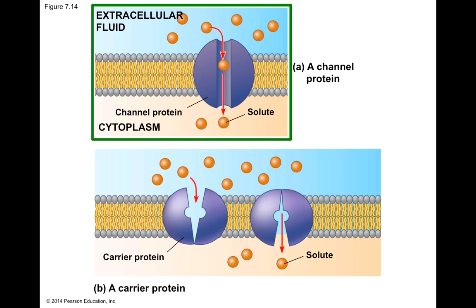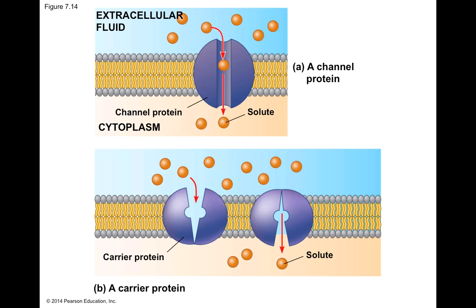There's another type of channel protein called aquaporins. These are channel proteins that are specifically for water. While water is small enough to move through the membrane by itself, aquaporins allow the water to move faster and more efficiently across the membrane. So while water can move across a membrane through osmosis, it can also travel through facilitated diffusion.